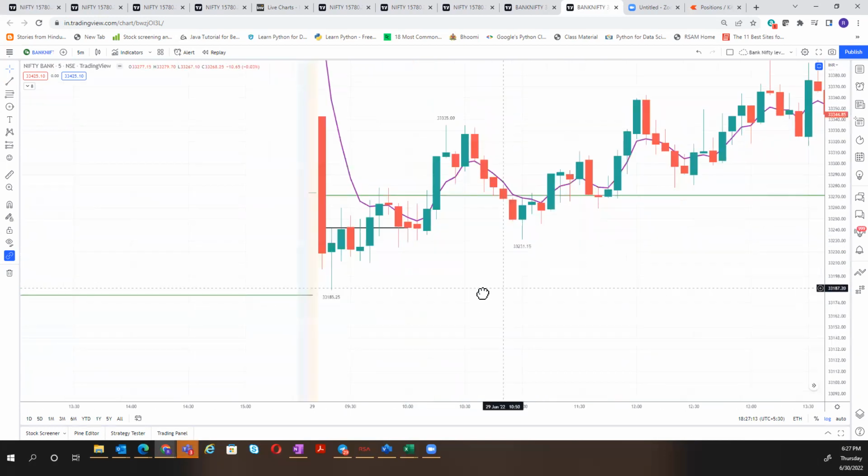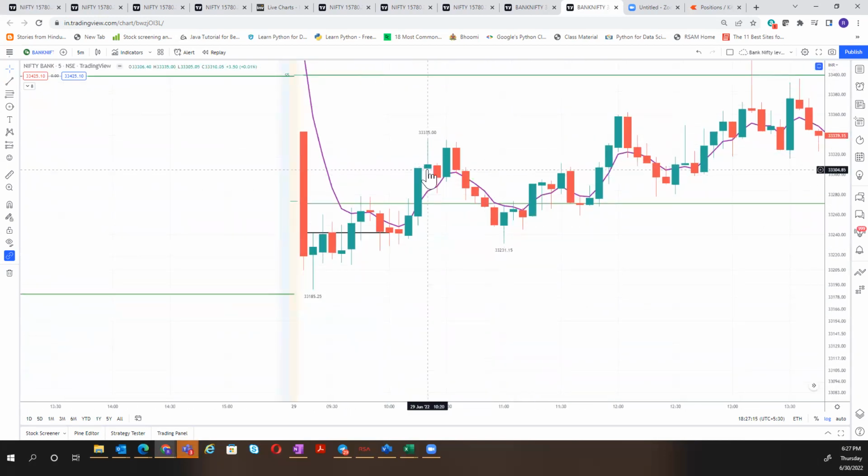Similarly, outside 5 EMA, so this entry candle high will be a stop loss. The moment it starts breaking, this will be your entry. Go for 1:2. That's all. Do not be greedy. Master this first.